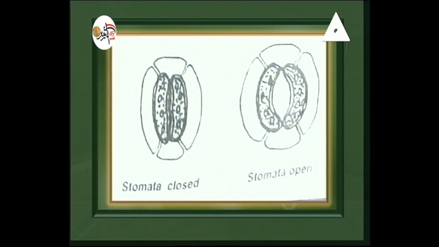And this is a shape of closed stomata and opening stomata. Okay, the right side one, this is opening stomata when the plant wants to get rid of excess water, while on the left side, this is closed stomata when the plant wants to keep a large amount of water.